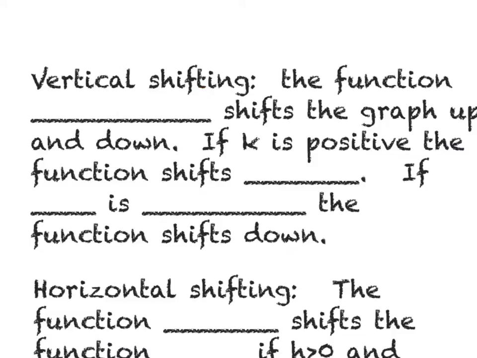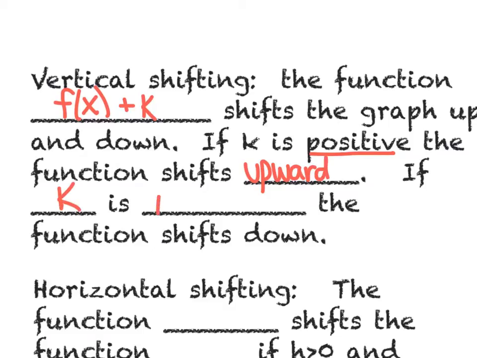Vertical shifting. The function f of x plus k shifts the graph up and down. If k is positive, the function shifts upward. If k is negative, the function shifts downward.